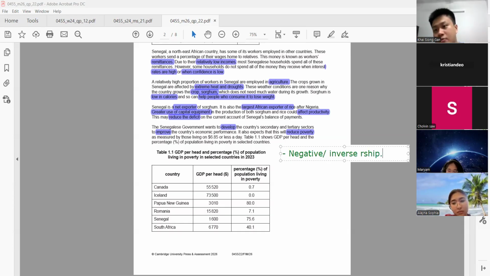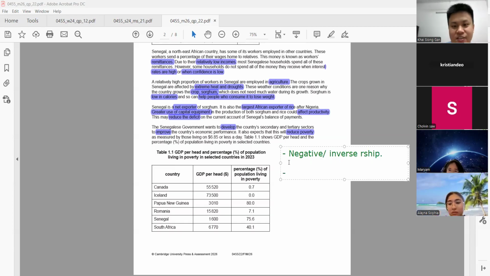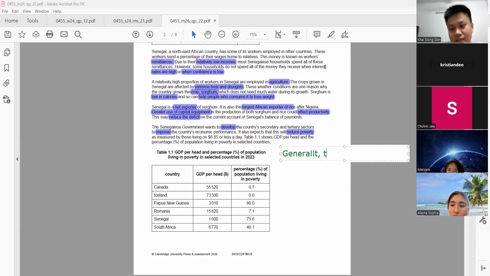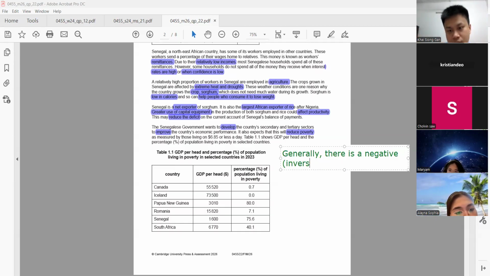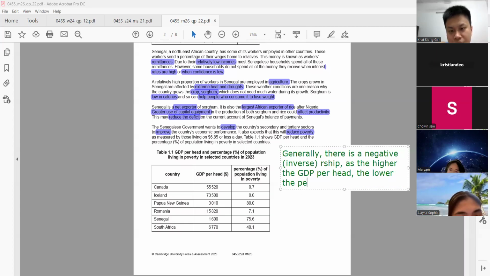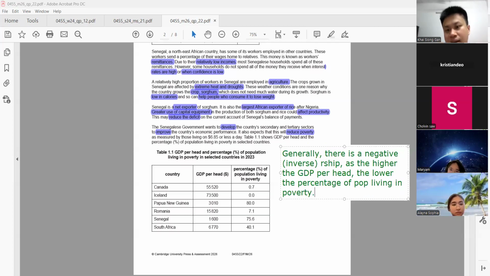I write point form because I want to save time. But in the exam, you don't write point form. I write full answers. So generally, that is a negative. Negative also means inverse. Inverse means one up, one down. There is a negative relationship: the higher the GDP per head, the lower the percentage of population living in poverty. 2 marks already.